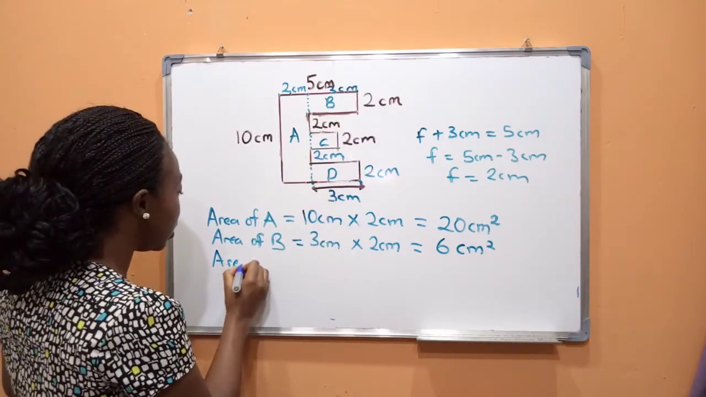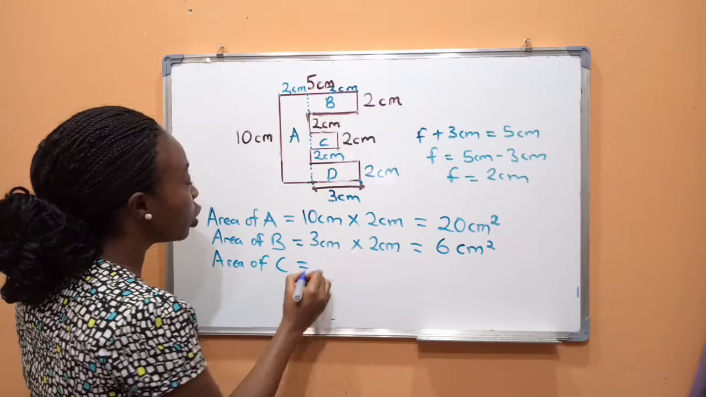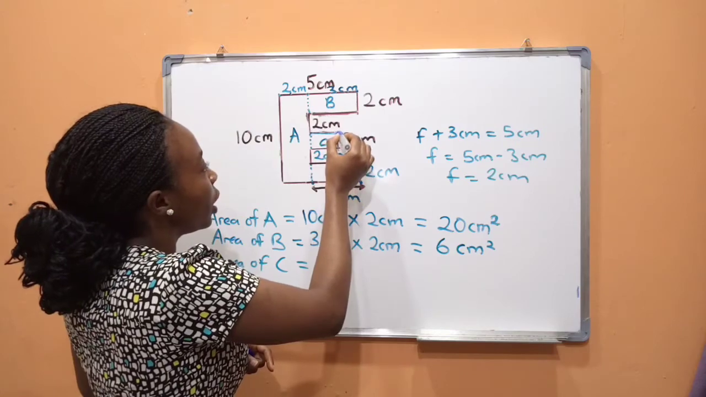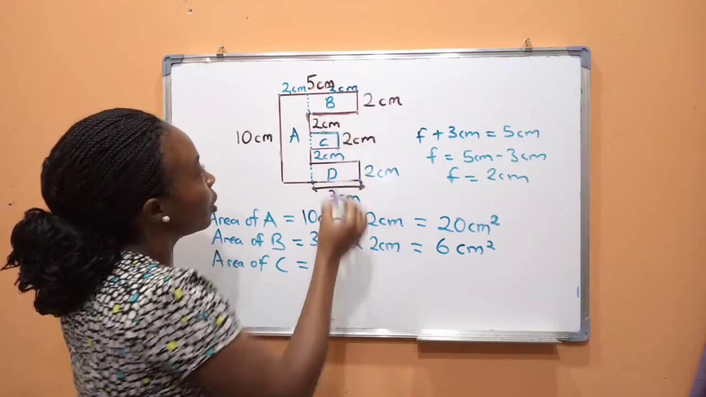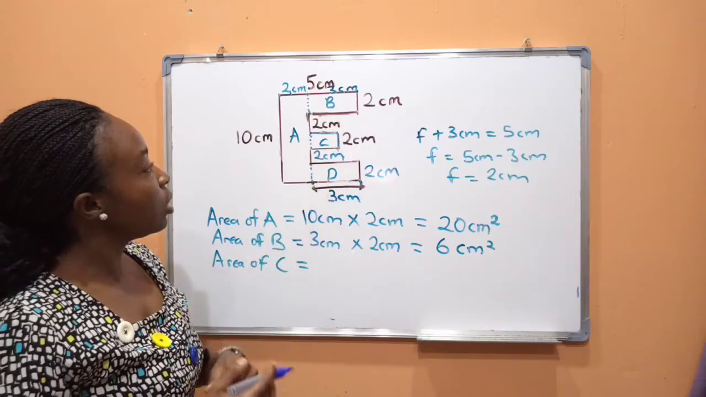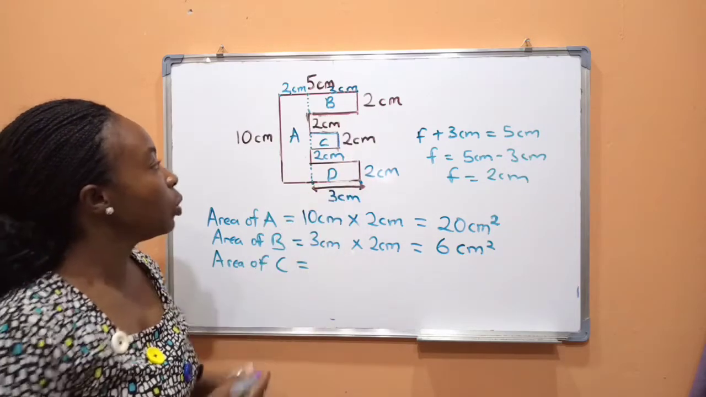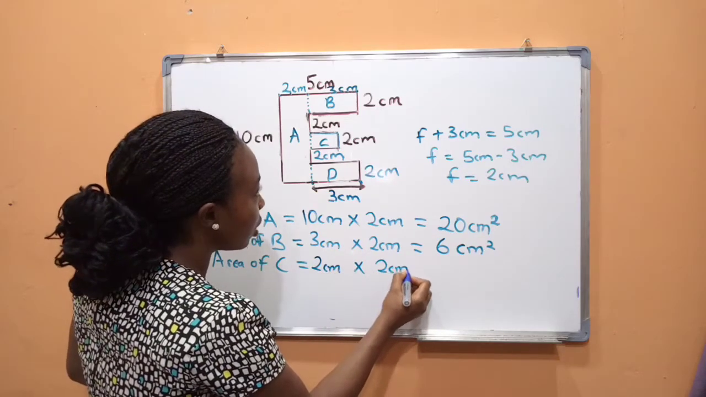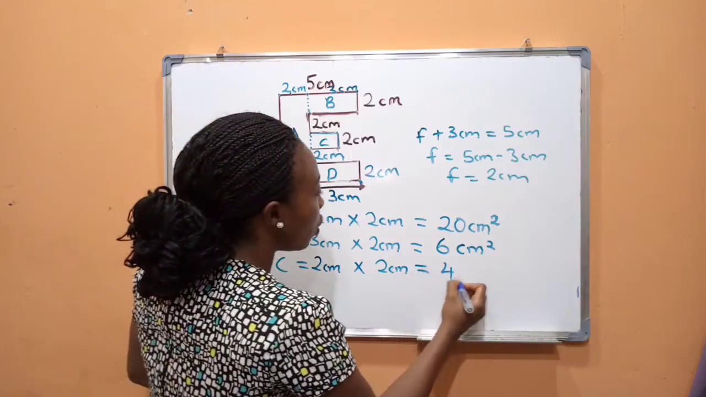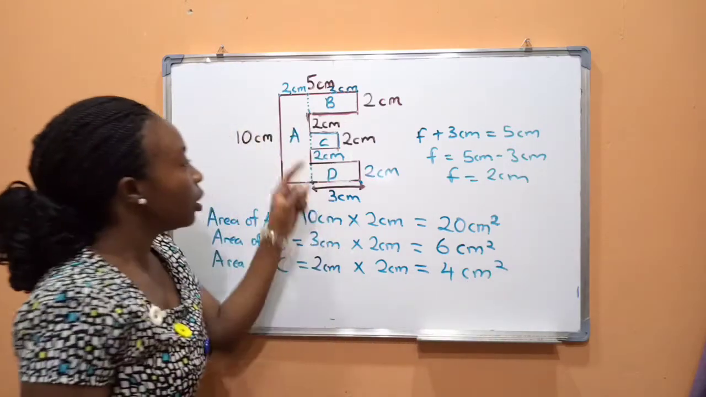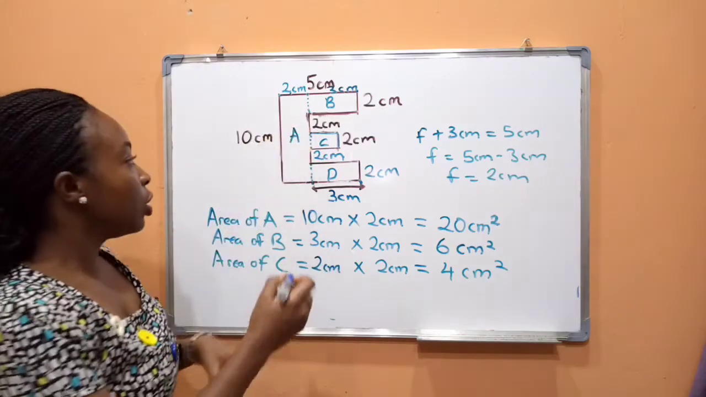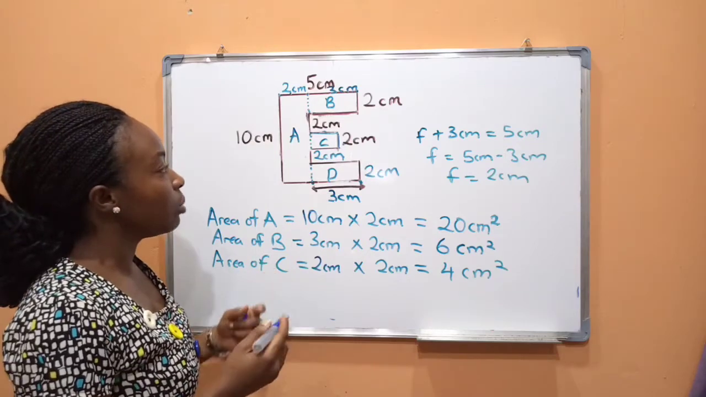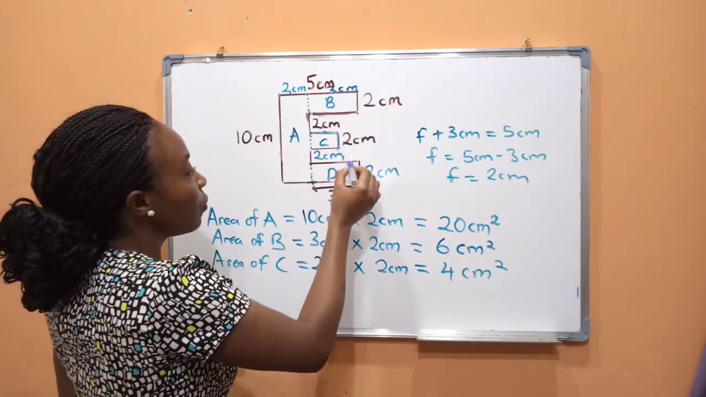Now the area of C is going to be equals to, we have here as 2, and we equally have here as 2. So if this place is 2 and this is 2, we are going to have 2 centimeter times 2 centimeter is going to give us 4 centimeter square. So we are done with solving for C. How about solving for D?